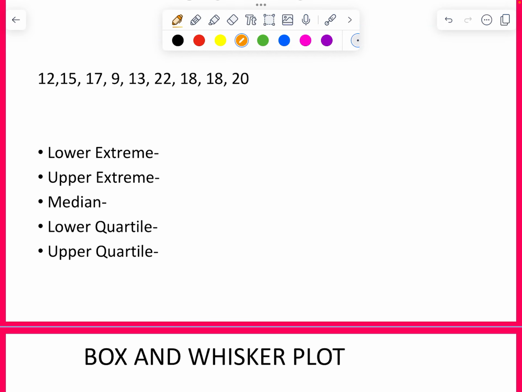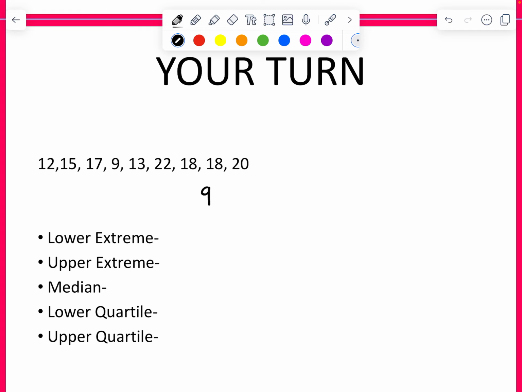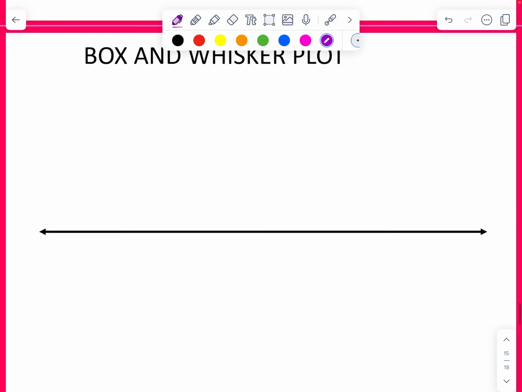I'll go ahead and do this one with you. All right, I got to put them in order from least to greatest. 9, 12, 15, 17. Whoops, forgot a 13. 18, 18, 20, and 22. Okay, I got all my data. Lower extreme is a 9. Upper extreme is a 22. So that's where my 2 dots are going to go. Pretty easy.